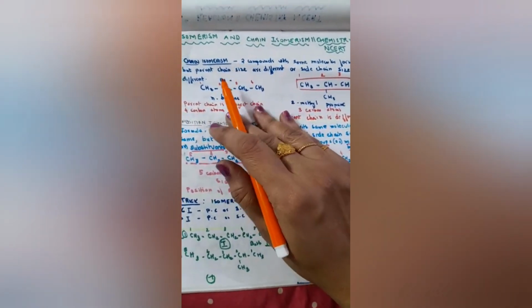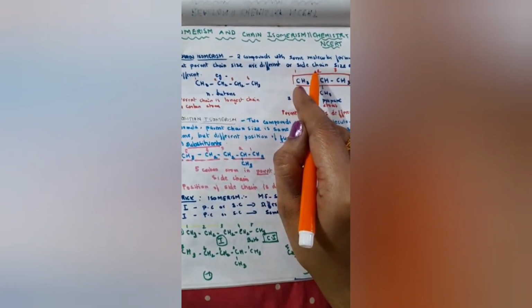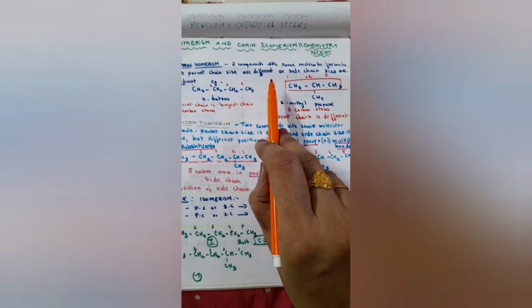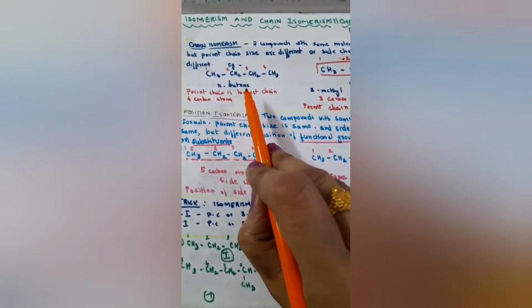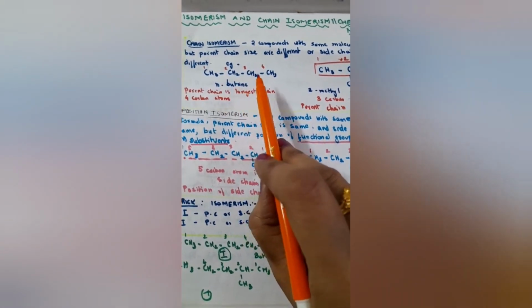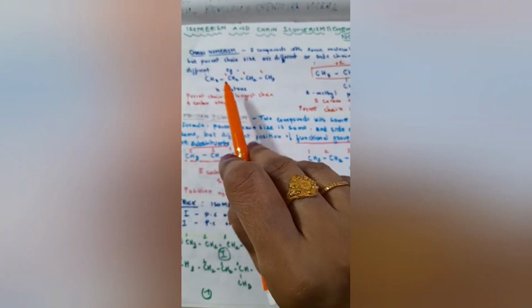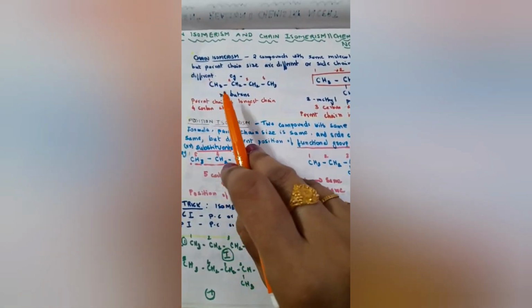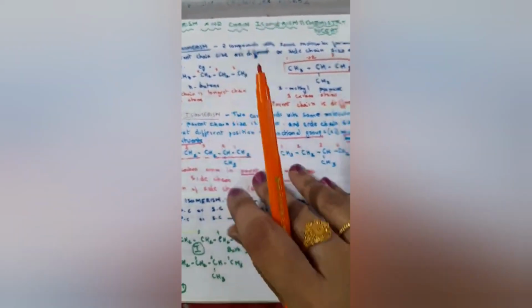Now let us see what is meant by chain isomerism. Two compounds, their molecular formula being the same, but parent chain size different, or side chain size different. See here, this is normal butane, CH3CH2CH2CH3. We number the carbon atoms 1 2 3 4. The parent chain is the longest chain, which has 4 carbon atoms.